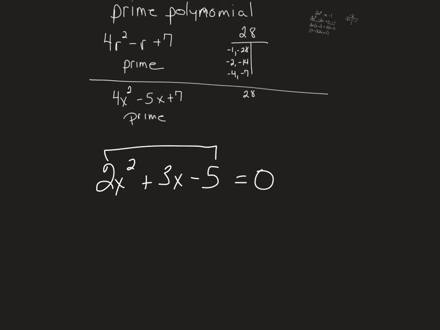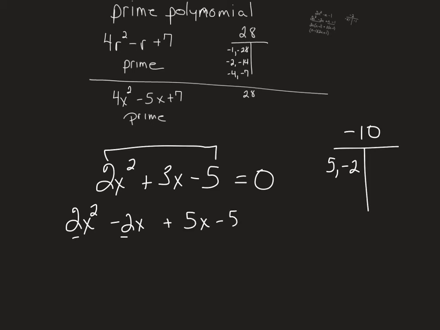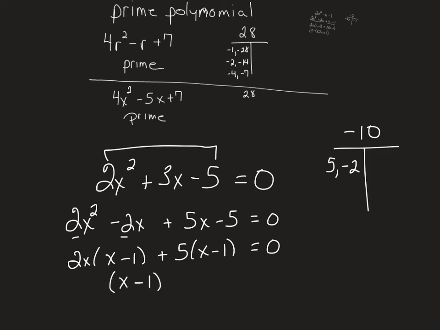We've got 2 times negative 5, which gives me a negative 10. And I want factors of negative 10 that when I add them together give me a positive 3. So the larger factor has to be positive. And hopefully you can see pretty quickly that 5 and negative 2 work. So we're going to have 2x squared, minus 2x, since I have a 2 and a 2, plus 5x minus 5. So we can factor out the 2x, and we will have x minus 1 plus 5 times x minus 1. Well, that's nice because we get x minus 1 times 2x plus 5 equals 0.